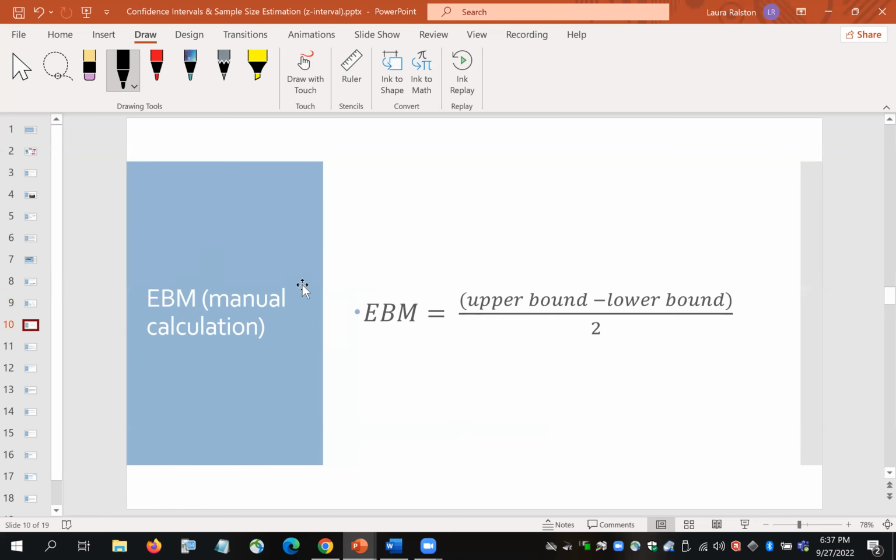We have to calculate by hand using a handheld calculator the error bound for the population mean. It's not a difficult calculation. It is the upper bound, which is given to you by Minitab, minus the lower bound, which is given to you by Minitab. I get the answer and divide by 2.